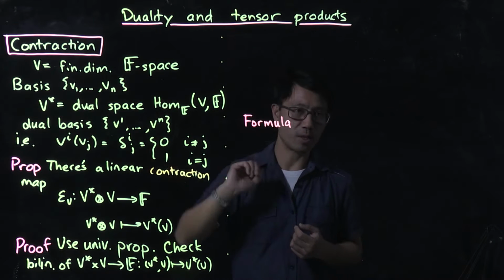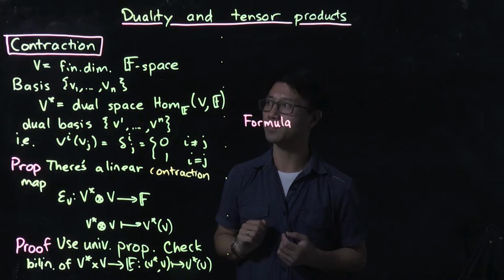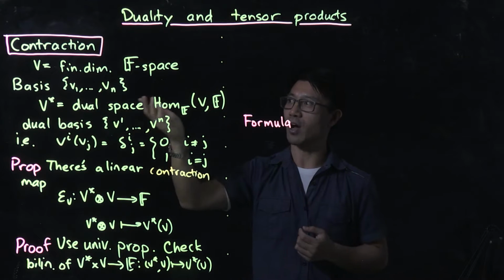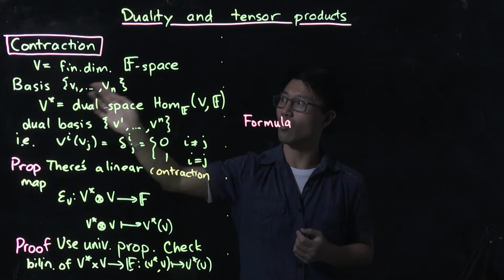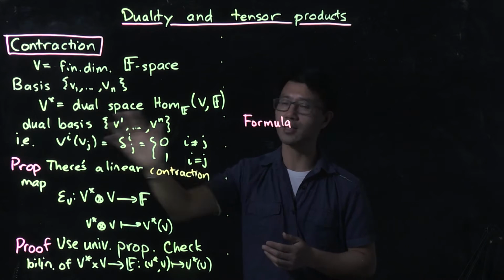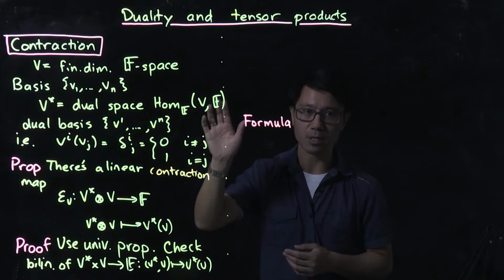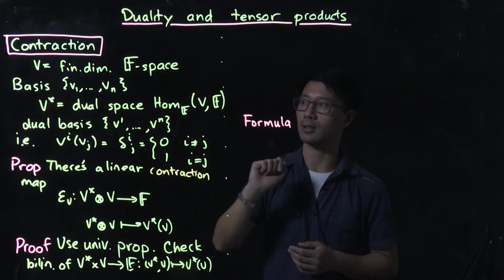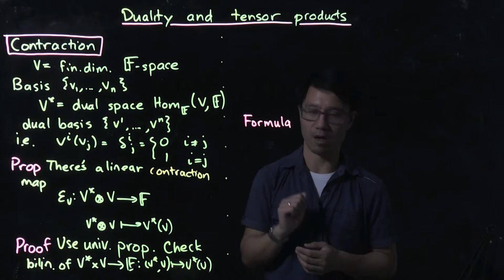V here is some finite dimensional vector space over our field F. And since it's finite dimensional, we can consider a basis, say, V1 up to Vn. We're going to look at the dual space, so let's just remember what that is. This is just the space of all linear maps from V to F. So these are F linear maps from V to F.